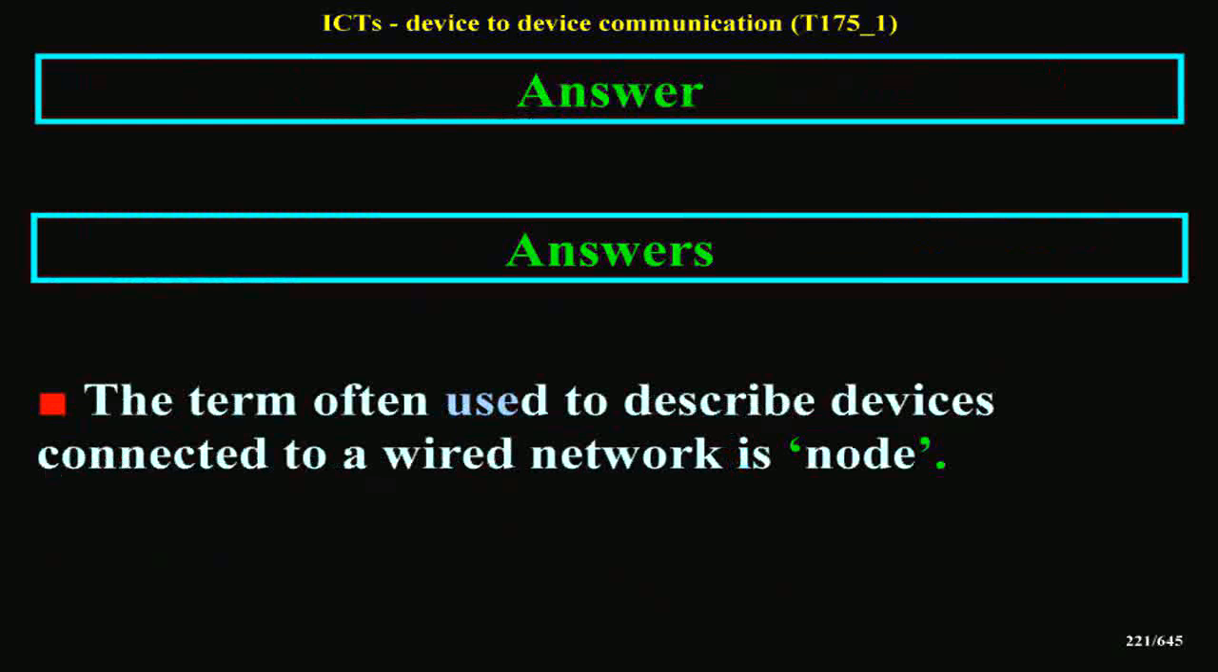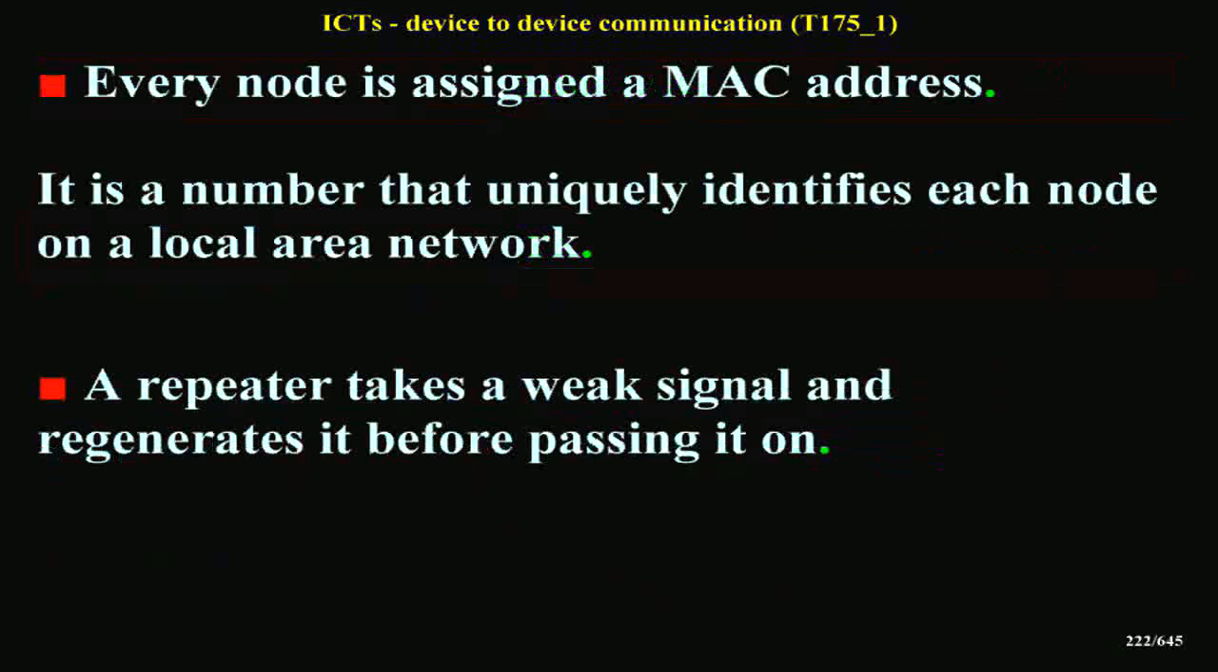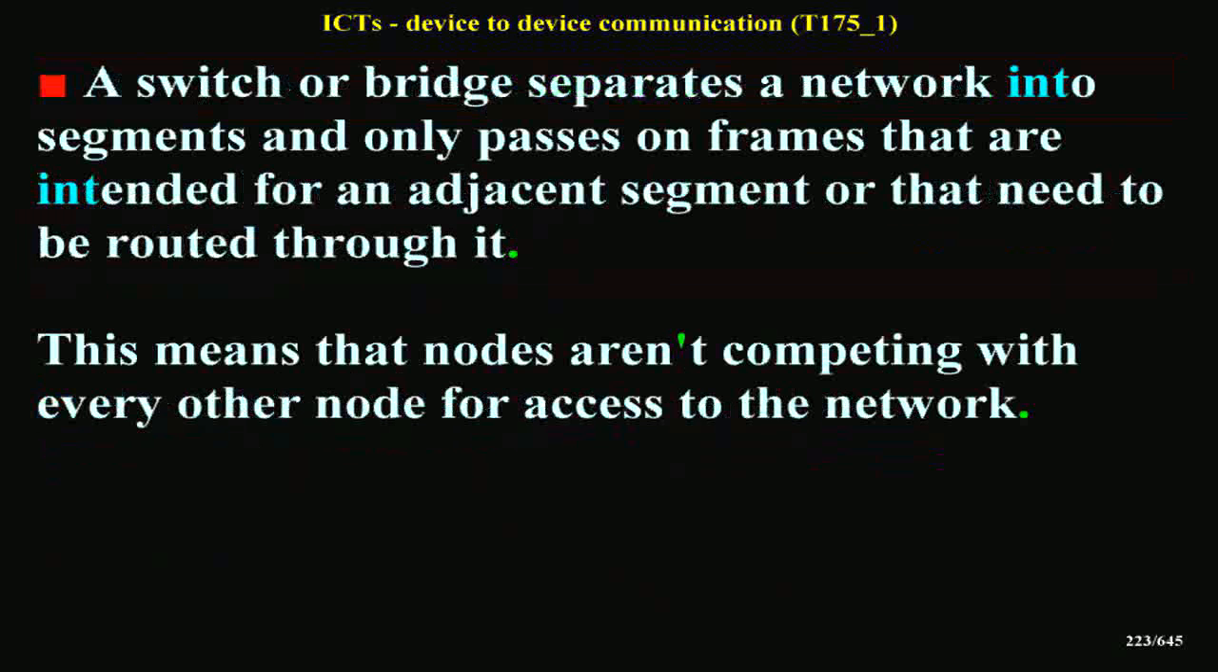Answers. The term often used to describe devices connected to a wired network is node. Every node is assigned a MAC address. It is a number that uniquely identifies each node on a local area network. A repeater takes a weak signal and regenerates it before passing it on. A switch or bridge separates a network into segments and only passes on frames that are intended for an adjacent segment or that need to be routed through it. This means that nodes aren't competing with every other node for access to the network.